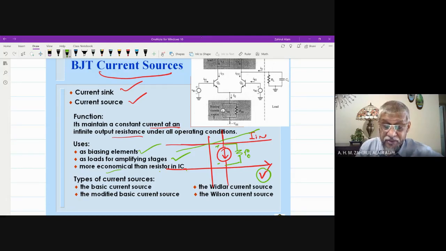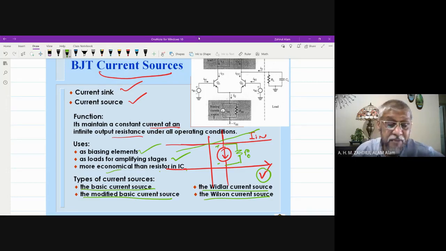In the BJT, there are 4 types of current source: the basic current source, the modified current source, the Widlar current source, and the Wilson current source. So now we are going to study these current sources one by one.